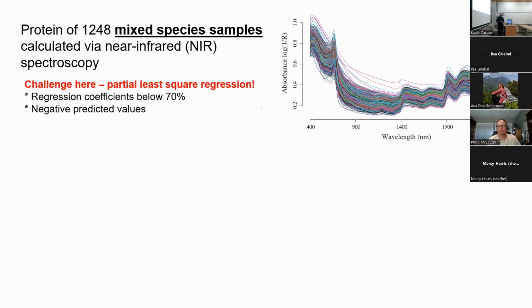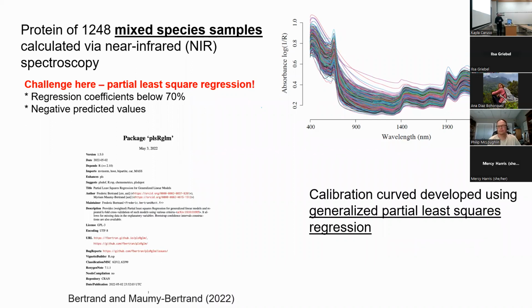The challenge here is that we used partial least squares regression. The problem with that statistical technique was that it was giving us regression coefficients below 70%, and that is pretty low. In order to have a very accurate model, we need more than 80 or 90% accuracy to be valid. And we also were having negative predicted values. So that's a pretty big issue. So we needed to switch to a new methodology.